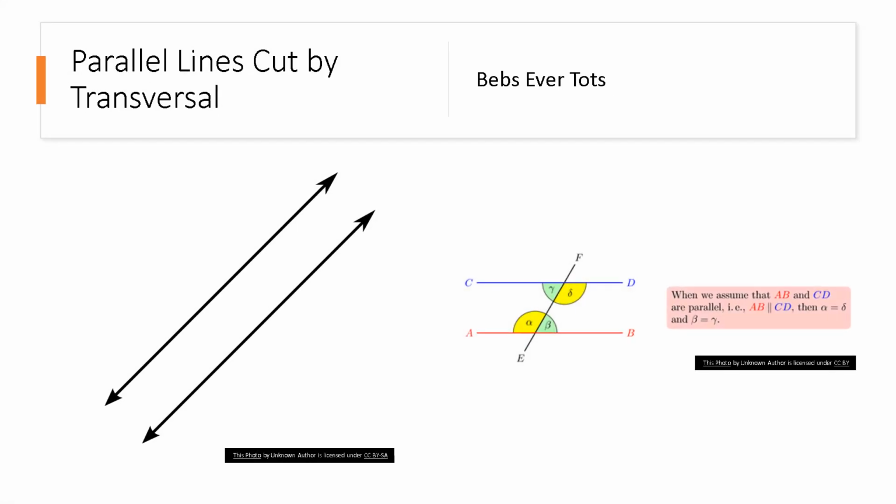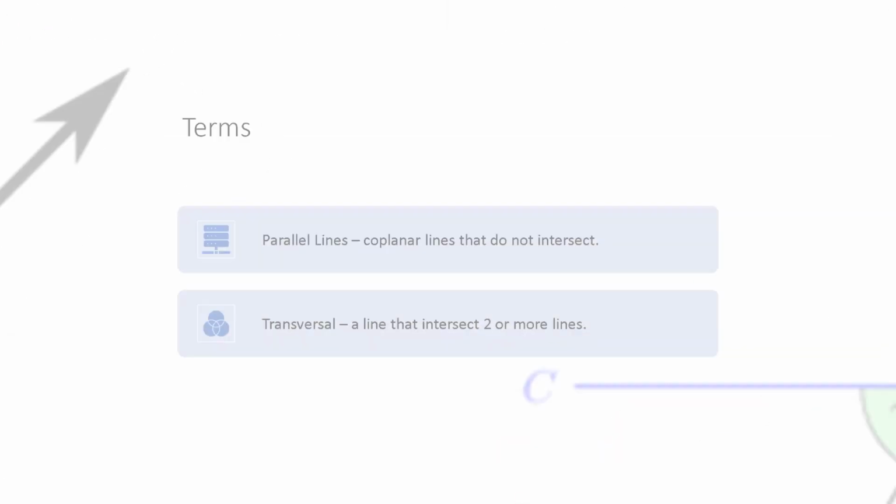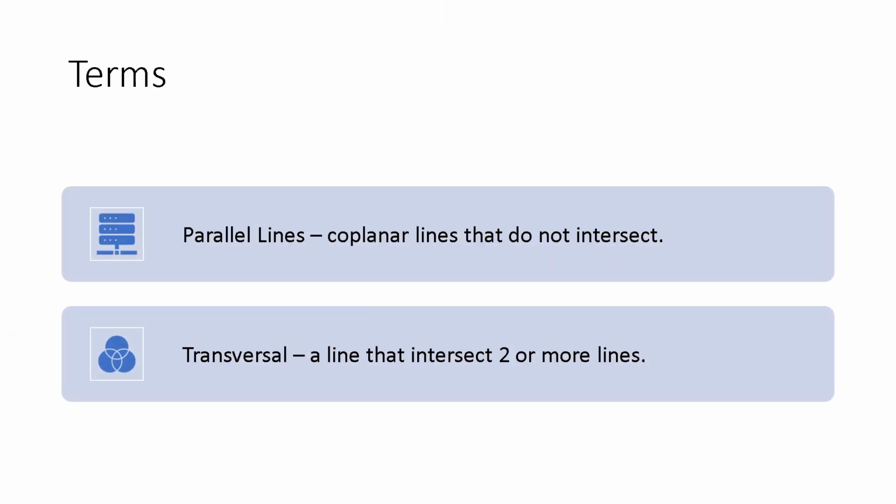Everyone, welcome to this video, and in this video we're going to discuss parallel lines cut by transversal. Let's have some definition of terms here. Parallel lines are coplanar lines that do not intersect, and a transversal is a line that intersects two or more lines. So technically, let's have now an example.